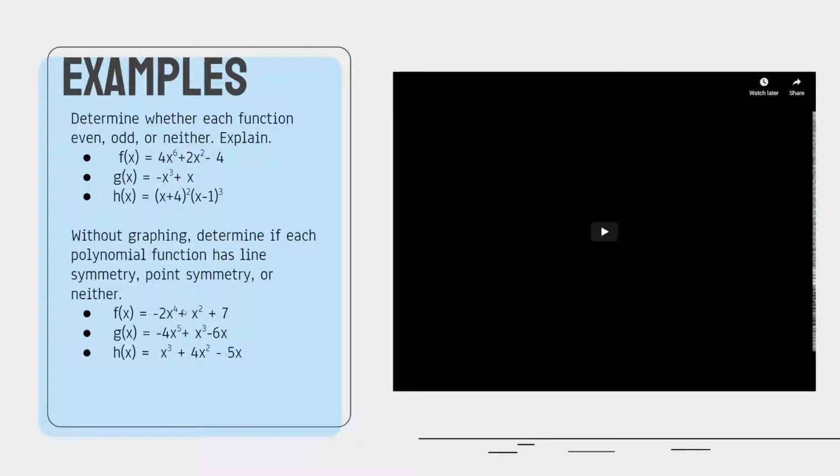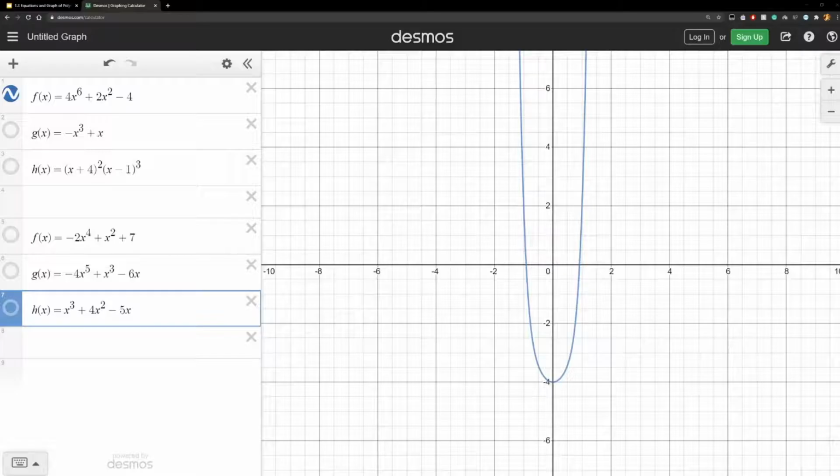Therefore, this is an odd function and should have point symmetry. Again, try h of x by yourself. If you're wondering how these would look graphed, I will show you in just a moment. Okay, so here are all the examples graphed.